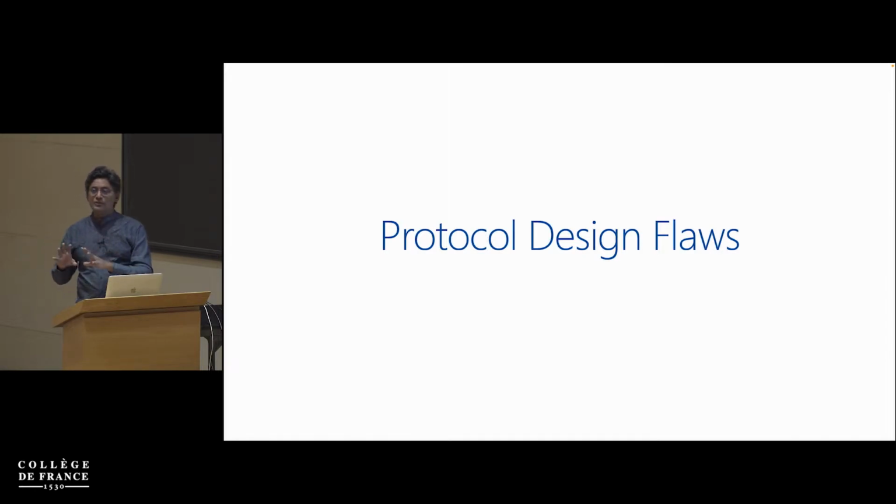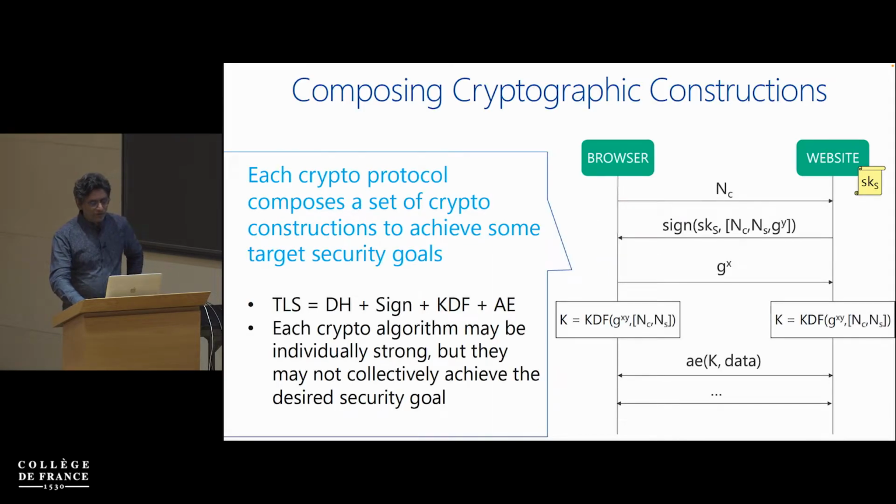Let's move on to the question of, well, what happens when protocol design has flaws in it? So a protocol itself, I like to see it through the lens of composition. So what is a protocol after all? It's taking a bunch of crypto algorithms and composing them in order to achieve some target security goals. So in this TLS thing, it's using a signature, it's using KDF, it's using authenticated encryption, it's using Diffie-Hellman, putting them together in some way to achieve the goals that it has. Each of these algorithms may individually be completely strong, but the way you combine them to achieve your goal may have some flaws in it. And that's typically where all the flaws are, the way you're combining them or composing them.